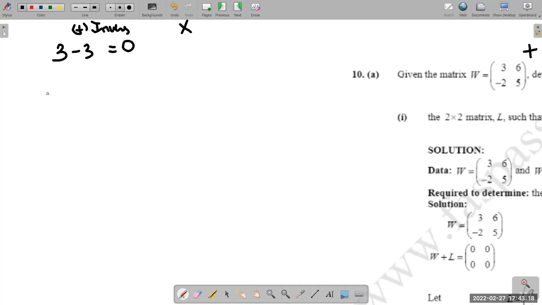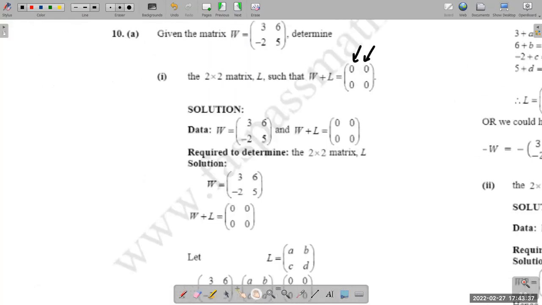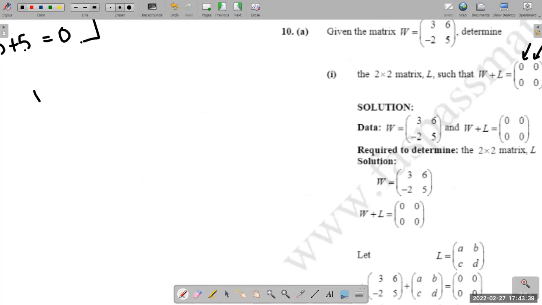So if I had negative 5, what is the opposite of negative 5 that would give me 0? Plus 5. Everybody with me? So I am going to teach you based on this because there's 2 ways. There's using this concept and then there's the algebra way. The algebra way is to do this. Say W plus L is equal to, we're going to call this the identity matrix for addition.